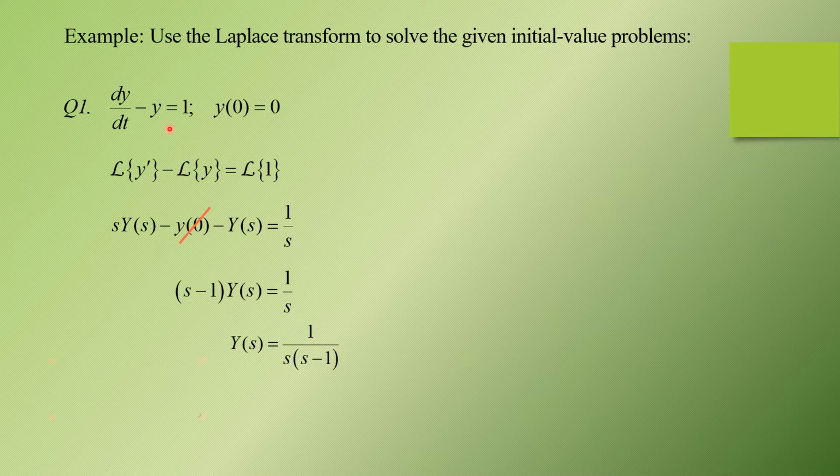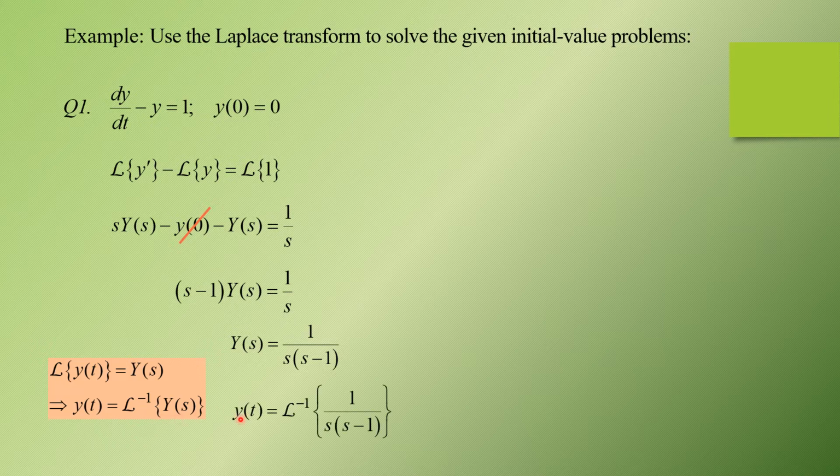So how to do that? Now we know that the Laplace transform of y(t) is equal to Y(s). Therefore, to get y in terms of t, we have to evaluate the inverse of Y(s). Now Y(s) is given by 1 over s times (s minus 1). So the question is, what is the inverse of 1 over s times (s minus 1)?